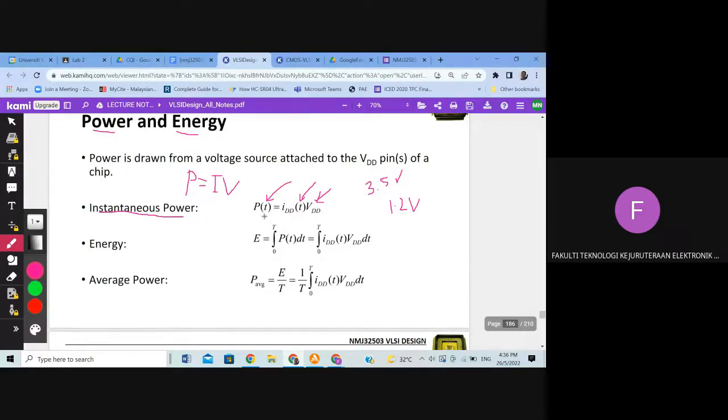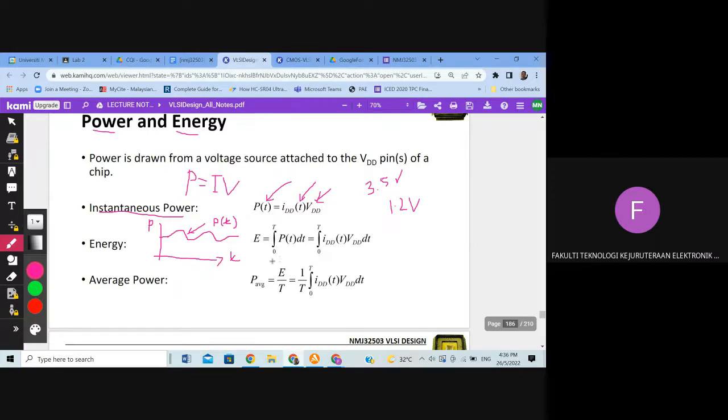What's the relationship between power and energy? If we make a graph, this is T and this is P. So this is P at time t, which we call instantaneous power. We can see the pattern of the power is not constant. Normally it depends on the loading. So normally the power looks like this. So how do we determine the energy?